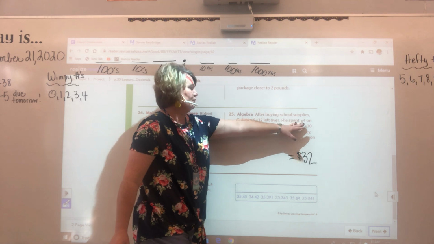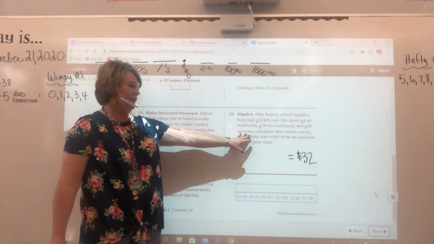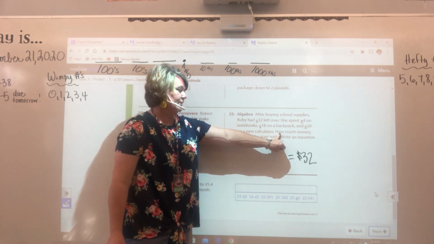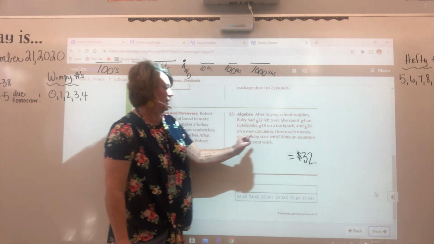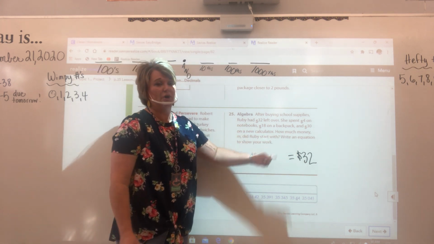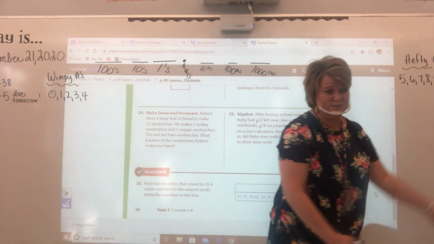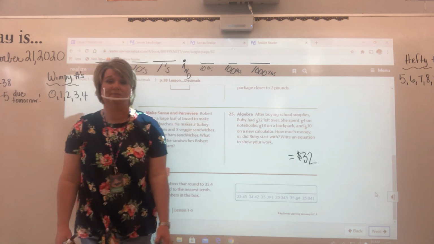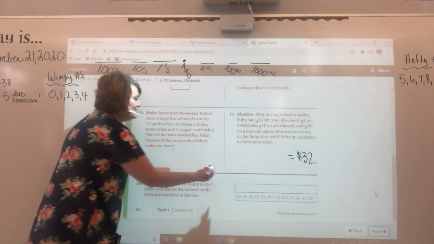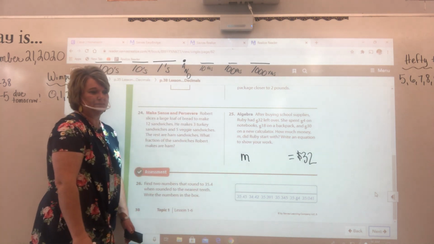She spent $4 on notebooks, $18 on a backpack, $30 on a new calculator. Now here's the question. How much money, and they're wanting you to use an M for that, did Ruby start with? Where would the M go? Is it over here at the end? Is it in the middle? Or is it over here at the beginning? Why would you say the beginning? Because it said start with. That's the missing information. We don't know.